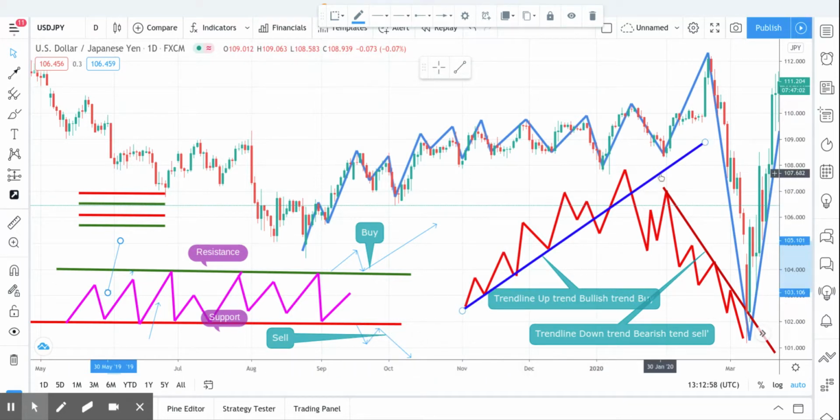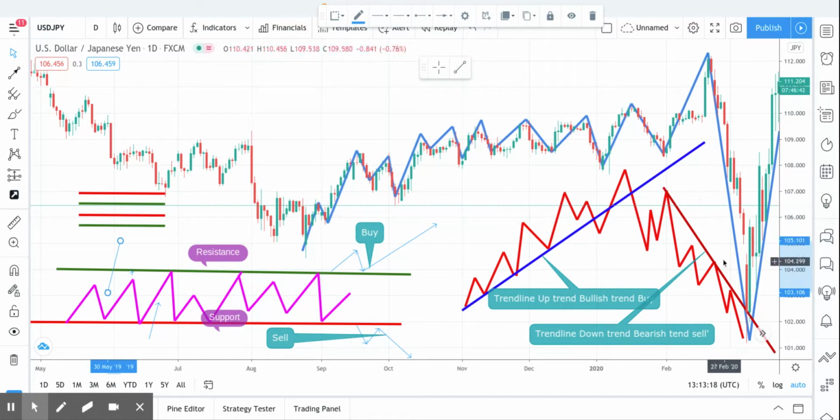Sometimes it's trending. And that's the most important time that we know. How do we know when we get a trend? We draw a trend line, and we get the bottom of at least two, three, four valleys as we're going up. That's an uptrend and that's a bullish trend.